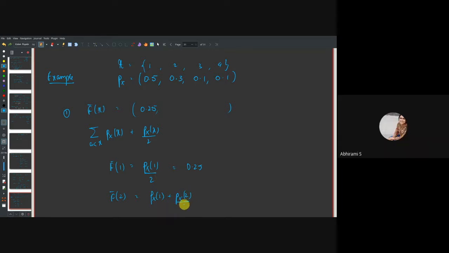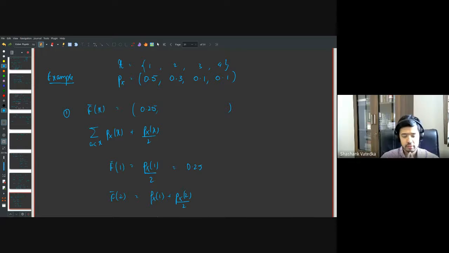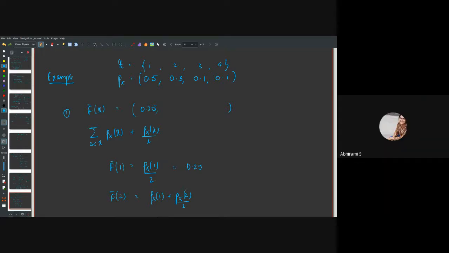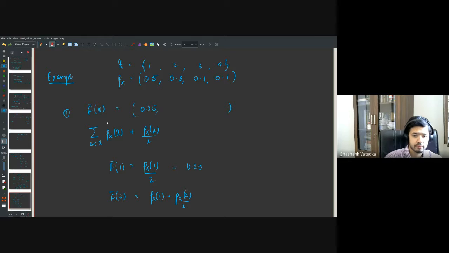Sir, yes, 1 minute. That formula you've written, the summation, it is correct: p x of a plus p x of x by 2. Okay, sure. Yeah, thanks for correcting me.